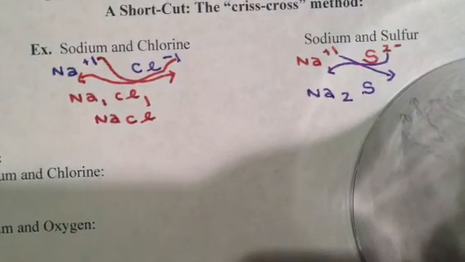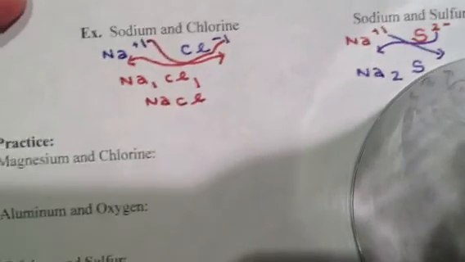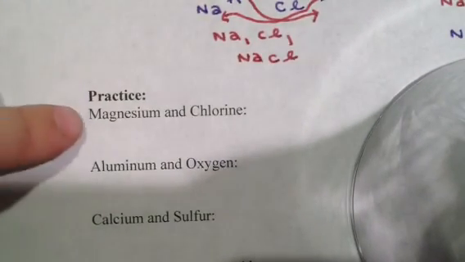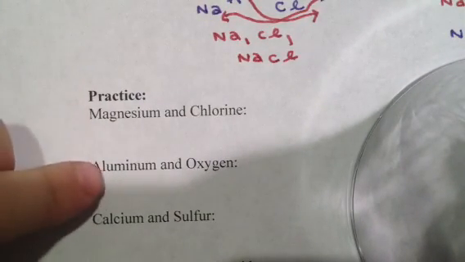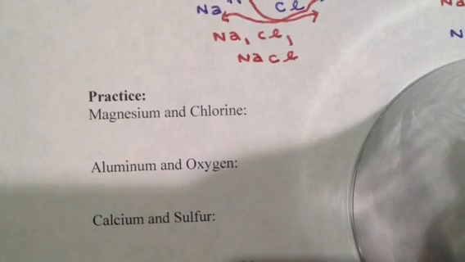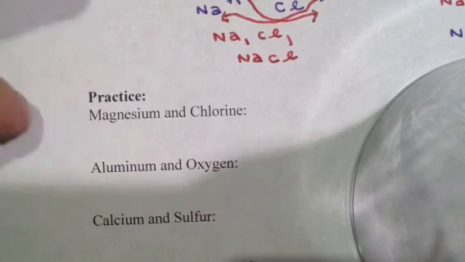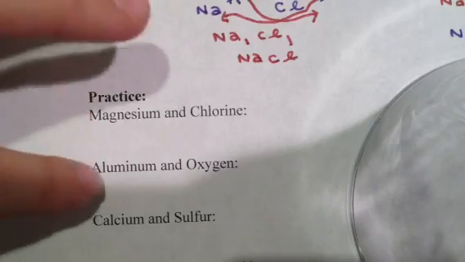Okay, so what I want you guys to do right now is work just on these first two: magnesium and chlorine, and aluminum and oxygen, and then you're done with your homework. I don't want you to have to finish it, so just do magnesium and chlorine and aluminum and oxygen.